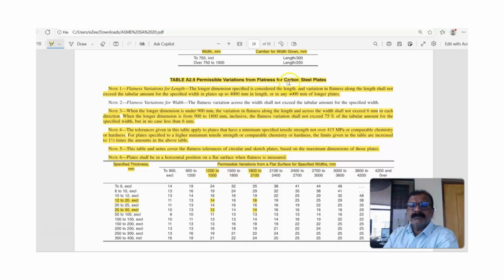This is the flatness tolerance for carbon steel plate, longer plates. So this is permissible variation for the flatness, flat surface for specified width. These are the specified width. Suppose we have ordered 12 millimeter thickness plate and the width of the plate is 1800 millimeter. So flatness is allowed only 16 millimeter. Similarly, for 25 millimeter thick plate, 1800 millimeter ordered width, so 14 millimeter only allowed. So if thickness increases, the tolerance goes down.